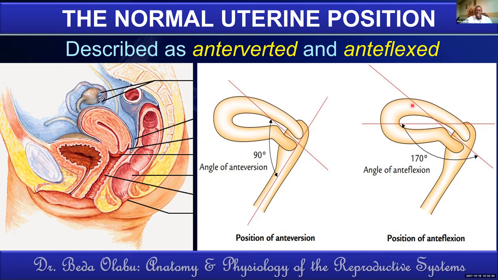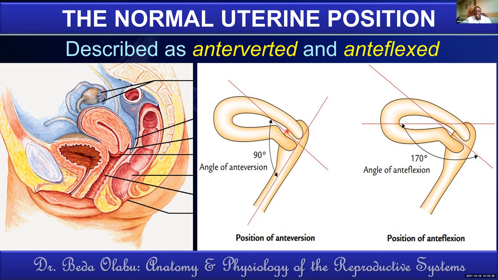So if the body is tilted forwards in respect to the long axis of the cervix, then we say the uterus is anteflexed. If the uterine body is tilted backwards with respect to the long axis of the cervix, then we say that uterus is retroflexed. So don't confuse the uterine flexion and uterine version.